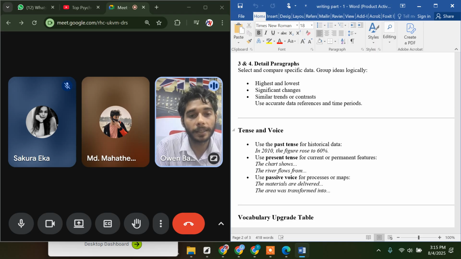So highest and lowest, significant changes, similar trends or contrast, use accurate data reference and time period from the chart or bar graph, whatever pie chart, whatever is given. So that's it. And mainly after that we will keep a concluding paragraph where we will give a summary report of the whole thing overall.